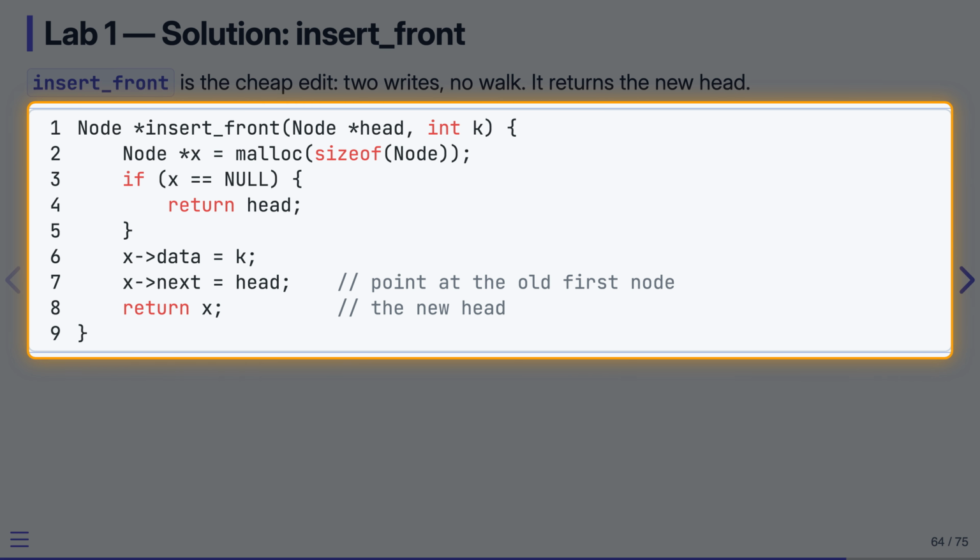InsertFront is the cheap edit. It calls malloc for 1 new node. If malloc fails, it returns the old head. Otherwise, it sets the data, and it points the new node's next at the old first node. Then it returns the new node as the new head. 2 writes and no walking.